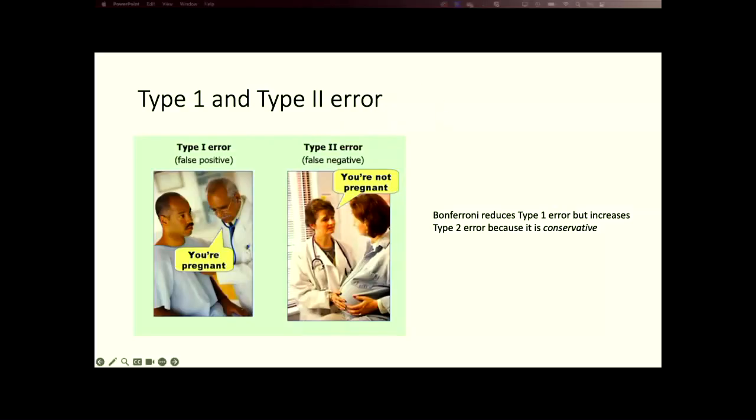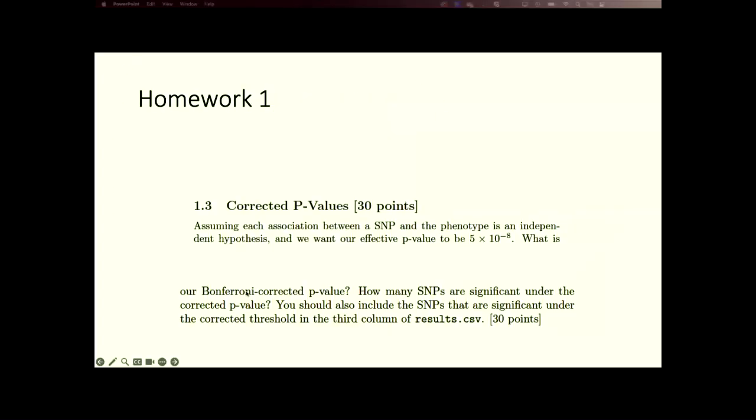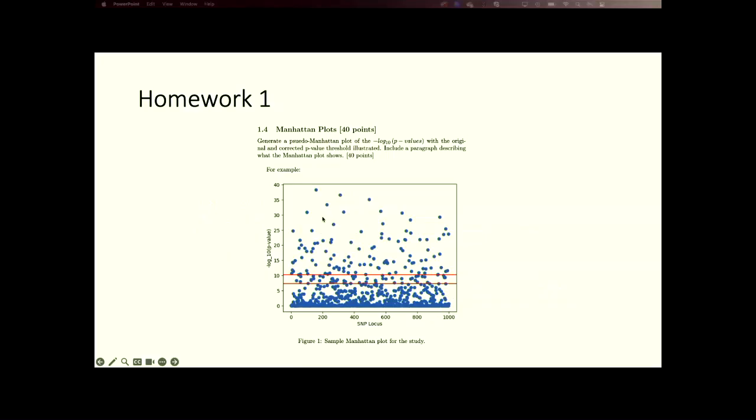So taking this concept of type 1 versus type 2 error into our homework, we want to think about correcting p-values. This is a supplemental exercise, since we're adding the journal club and not grading all of the homeworks. Assuming each association between a SNP and the phenotype is an independent hypothesis, we want our effective p-value to be 5 times 10 to the negative 8. So we ask you what the Bonferroni corrected p-value is. And so we've simplified this a little bit.